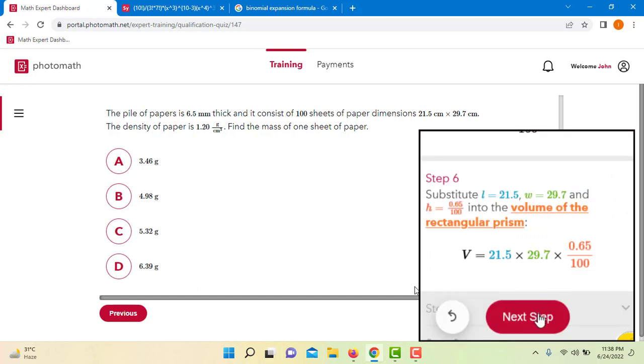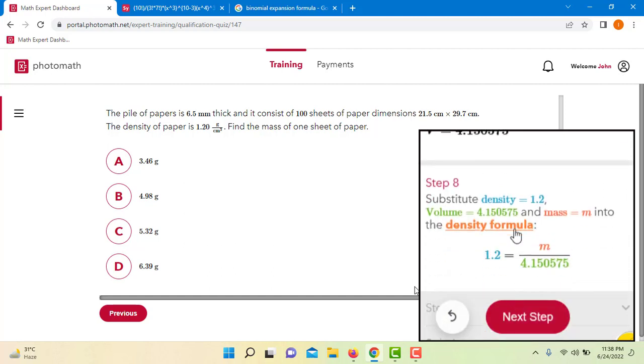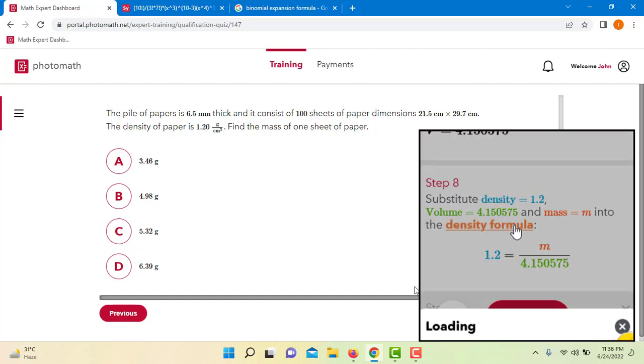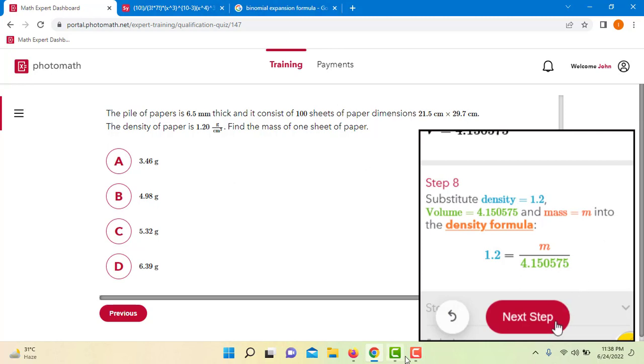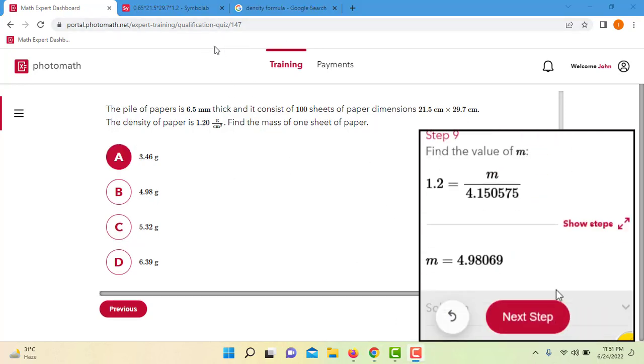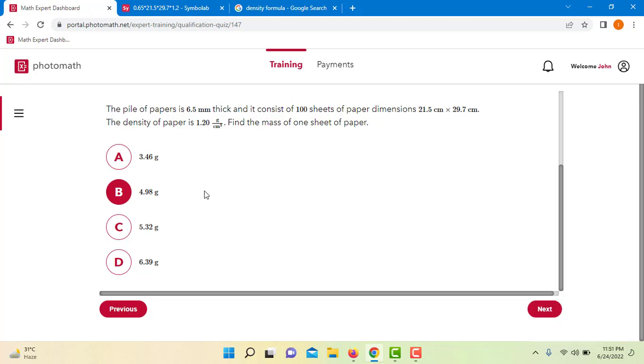Now use the calculator to find the volume. Use the density formula, mass per unit volume. Substitute the value of volume and given density into the formula and use the solver to find the value of mass, which is 4.98069. Therefore, the correct value is B1.